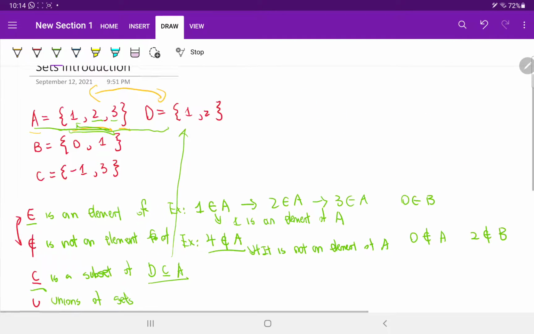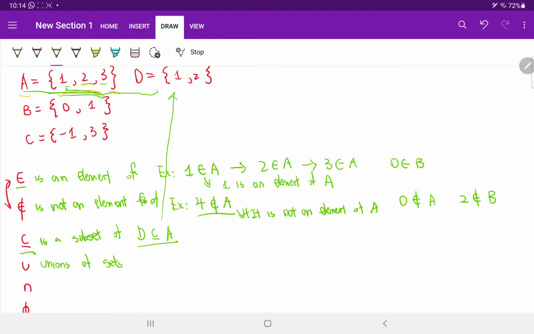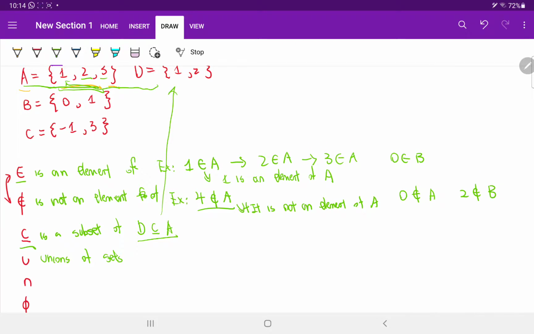So let's look at set A and set B, right? So set A has 1, 2, and 3, and set B has 0 and 1. So what would be a union? What does a union mean? Union means when they mix together. That would be like a form of union, right?